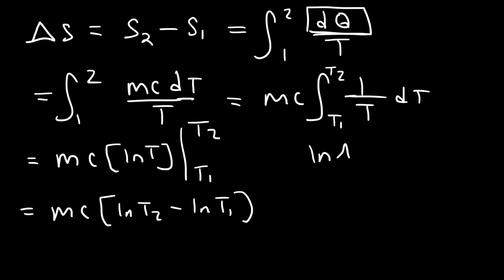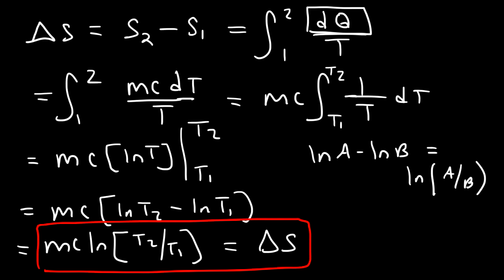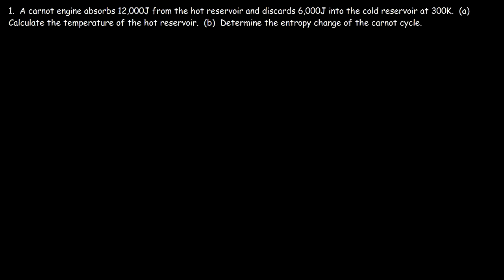And ln A minus ln B is equivalent to ln A divided by B. So ln T2 minus ln T1 is equivalent to ln T2 over T1. So this is the formula to calculate the entropy change whenever you heat up a substance or cool down a substance. Anytime the temperature of a substance goes up, the entropy change is positive. The entropy increases. If the temperature of a substance goes down, the entropy change is negative. It decreases. So in this problem, we have a Carnot engine.